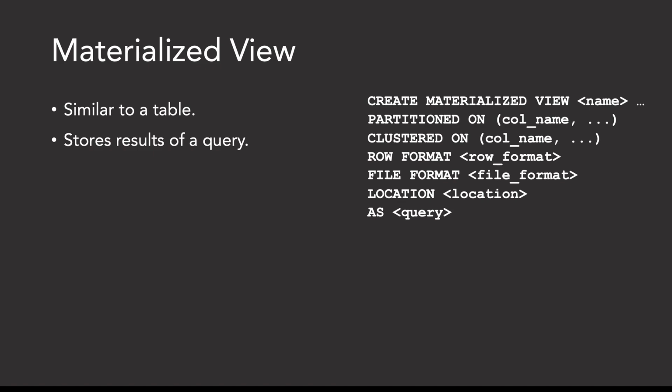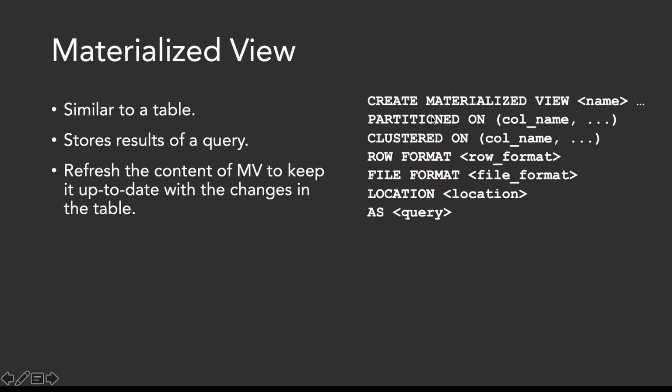The next topic is materialized view. It is similar to a table, but it stores the result of a query. So you can create a materialized view like this. So create materialized view. If you see, all the options are similar to that of a table. You have partitioned on, clustered on, row format, file format, and location. Then at the end you have the AS statement wherein you will mention the query. So the result of this particular query would be stored as a table in the materialized view.